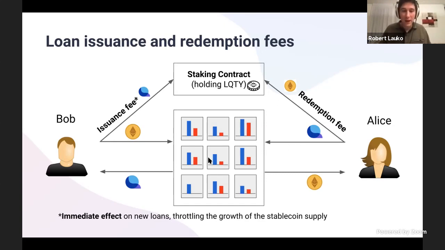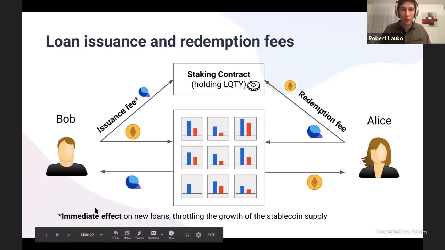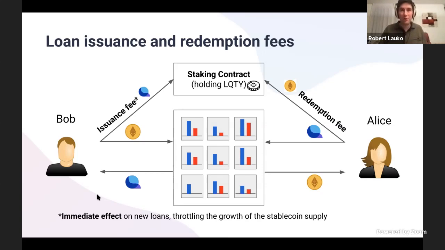And you see that an issuance fee has a very strong immediate effect on the attractiveness of new loans, because if you have to pay, let's say, 5% on the loan amount as a fee, you would rather consider whether you want to take out the loan now or wait maybe a few days or weeks until the fee would go down to zero.